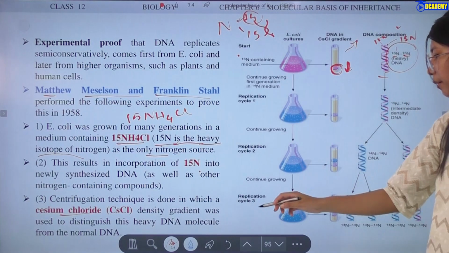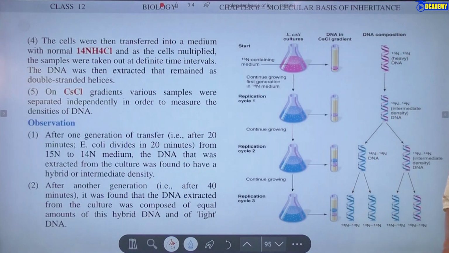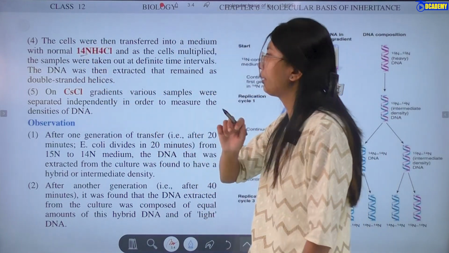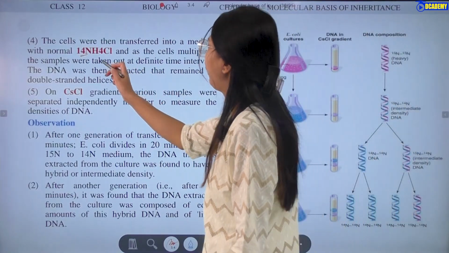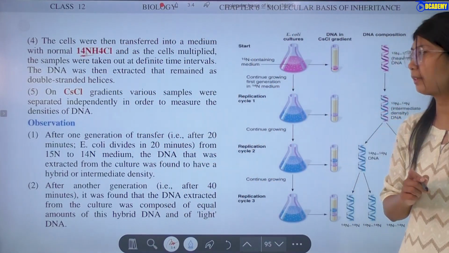Then next, the cells were then transferred into a medium with normal 14N, the light one. Light over medium, light and medium, they were combined together.